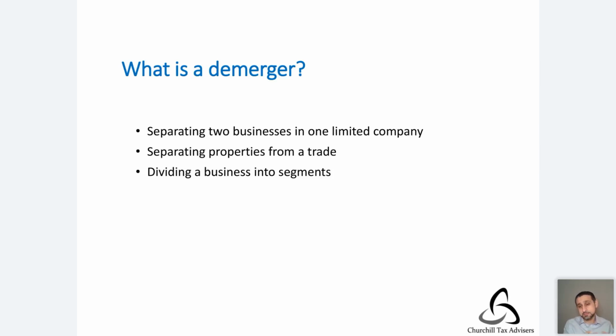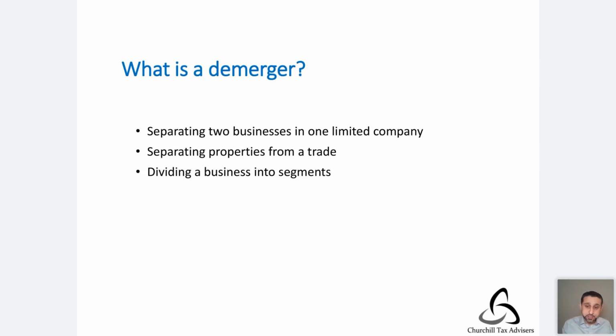This could be, for example, if somebody started off with one business and over time they had a warehouse, and then started another business, for example, a retail business. They started a retail business because of the warehouse, and they've both grown to be separate independent businesses, but they're still in the one limited company. What we could do is a demerger or a reconstruction or a restructure so that each business goes into a separate limited company.